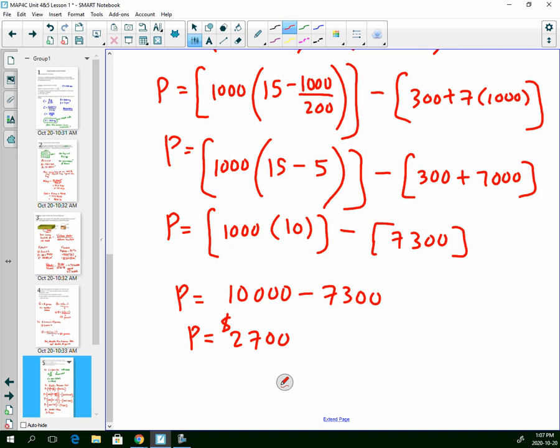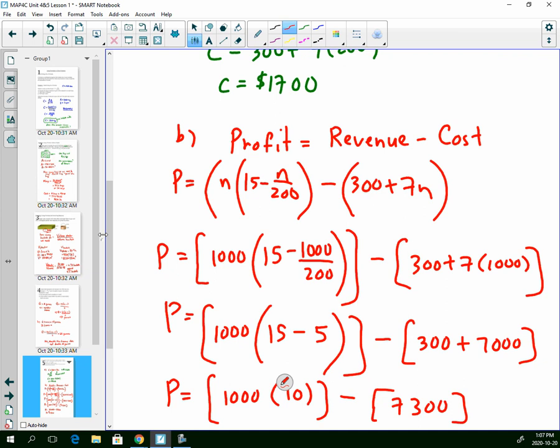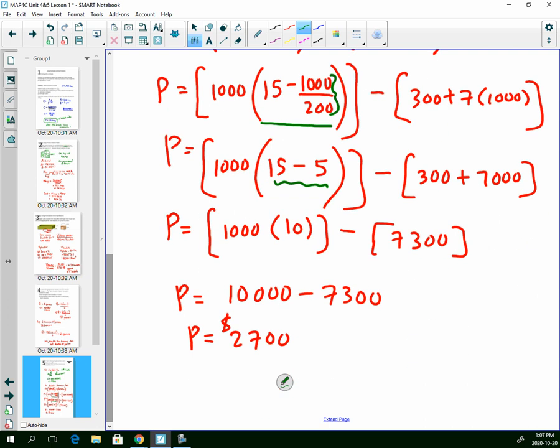So again, the formulas are given. You just have to follow order of operations. Right? So in this bracket, I want to do the division first. Once I've done the division, I can do the subtraction to finish the bracket, and then I can do the multiplication. Okay? So you just have to follow those order of operations in solving.